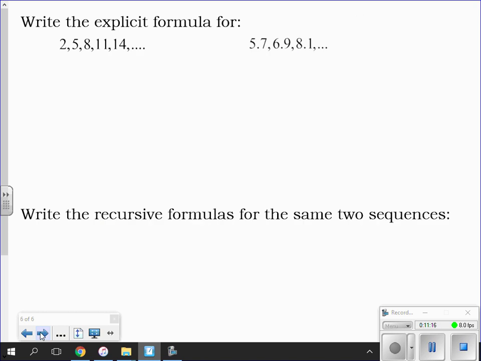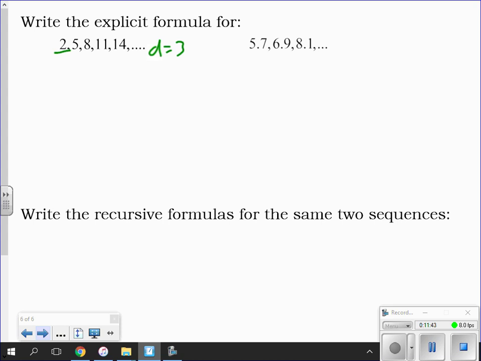Okay. Write the explicit formula for these two sequences, and then we're going to have to write the recursive formulas. So for the explicit formula and the recursive formula, you need two things. You need to know what the first term is, and hey, we got the first term. And then you need to know what D is. How do I get from one to the next? Well, how do I go from 2 to 5, from 5 to 8, from 8 to 11? I add 3 each time.